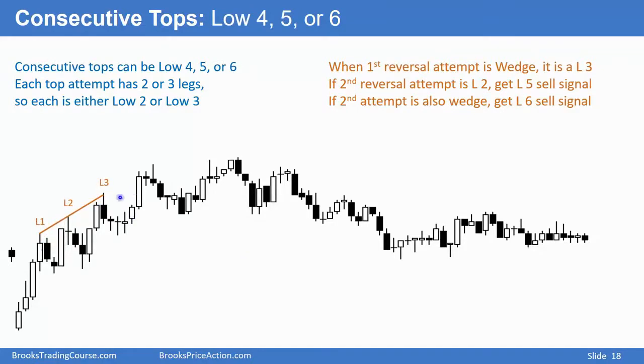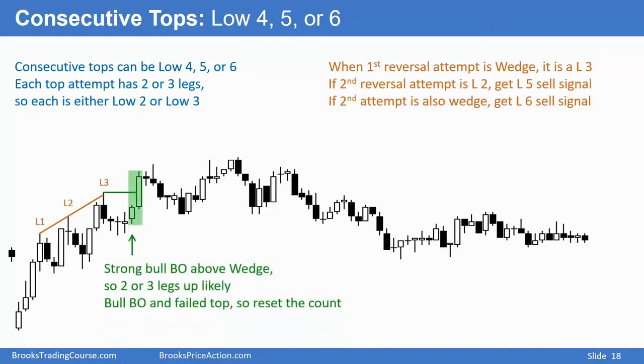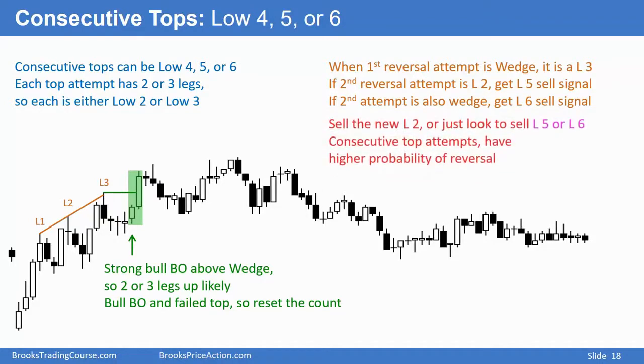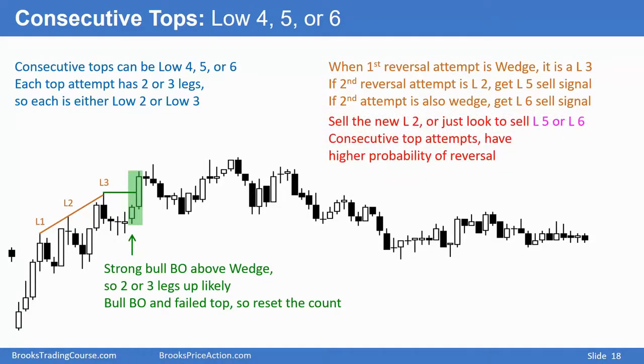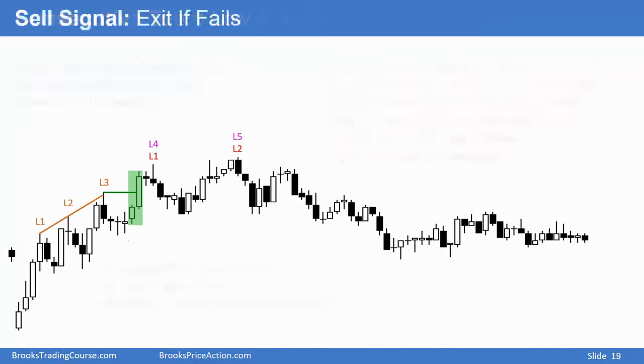Strong bull breakout, a couple bars up above the wedge top, probably at least 2 legs up, so 1, pullback 2, maybe 3. And a lot of traders will just start the count over again anytime there's a big breakout. 1, 2, 3, 4, 5. Doesn't matter if you call it a low 5 or consecutive tops. The key point is you have a complex top, 2 or more legs, and then another complex top, 2 or more legs. The probability is high that you're going to get at least a couple legs sideways to down.